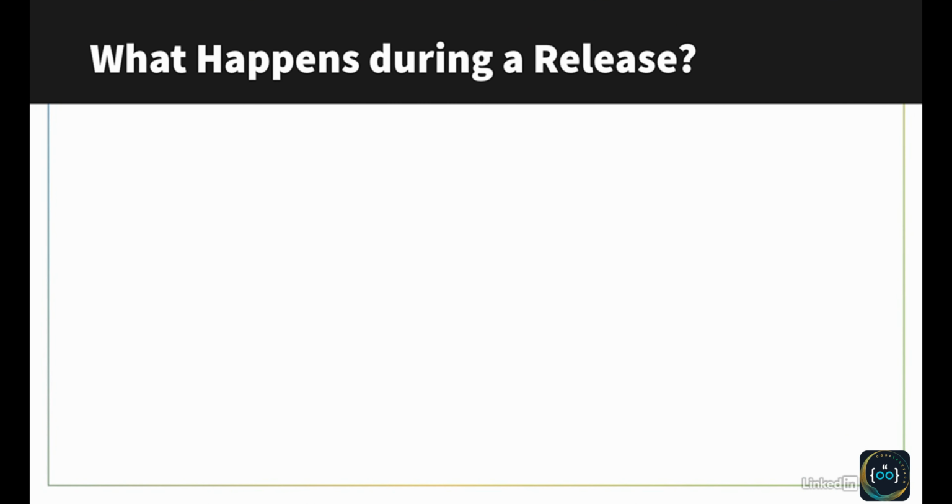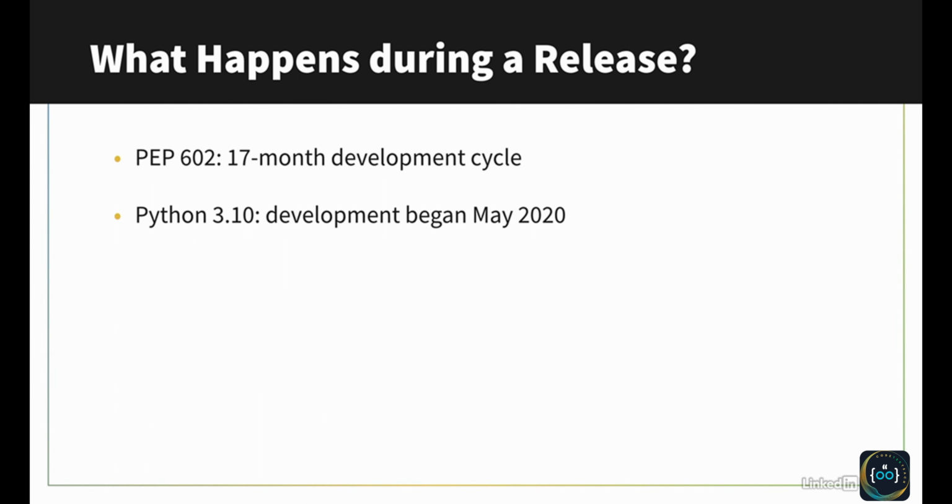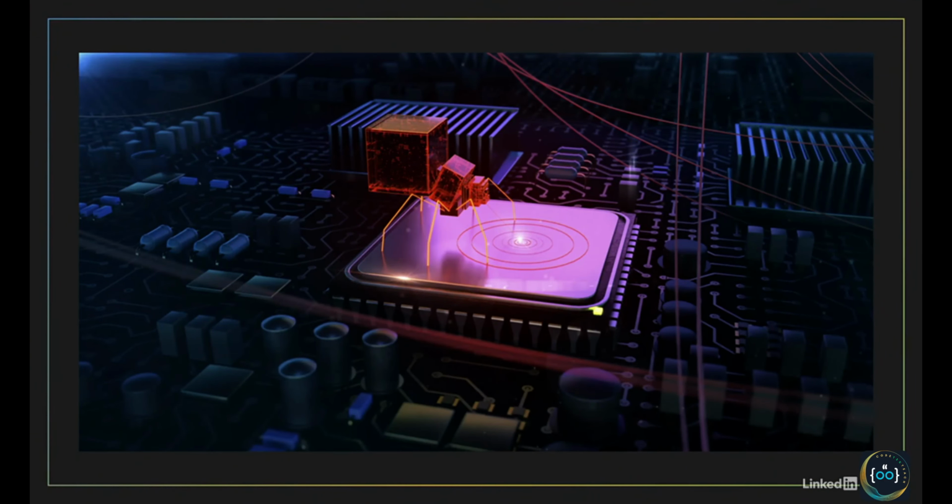So what usually happens during a Python release then? Well, according to PEP 602, each release for Python 3 will be developed for around 17 months. With the official development for the Python 3.10 release having begun in May 2020, this release will happen officially on the 4th of October 2021. The release schedule for Python 3.10 has its own PEP, PEP 619, which details the release schedule, the lifespan, and the major features that will be included.